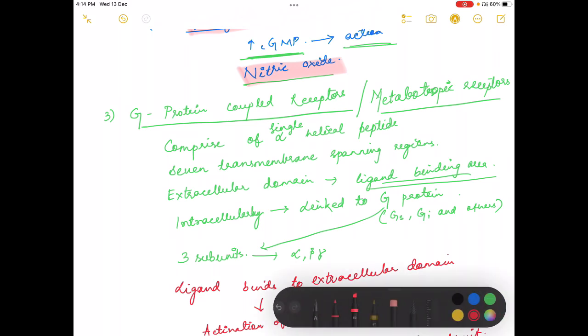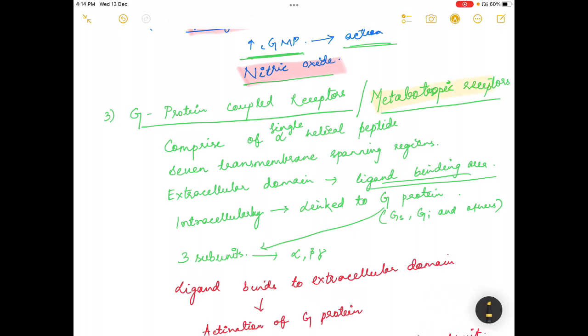The third kind of receptors are the G protein coupled receptors or metabotropic receptors. These comprise a single alpha helical peptide with seven transmembrane spanning regions, and there are two domains. One is the extracellular domain, which is the ligand binding area, and there is an intracellular domain which is linked to the G protein, which can be either GS, GI or others. The G protein has three subunits: the alpha subunit, and the other two subunits linked together, known as the beta gamma subunit.